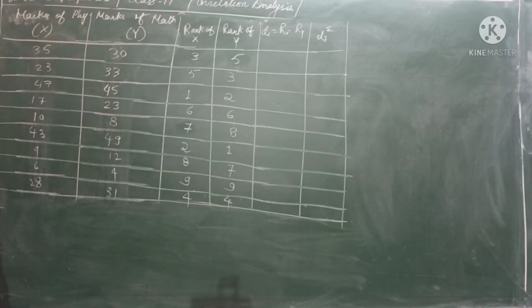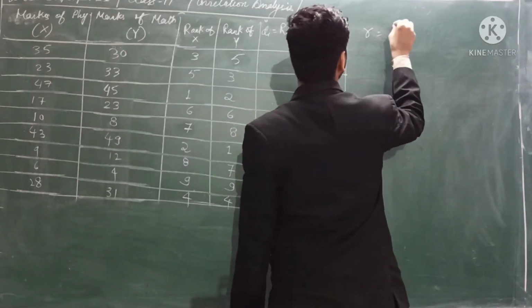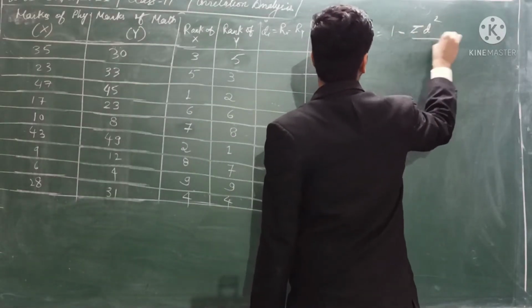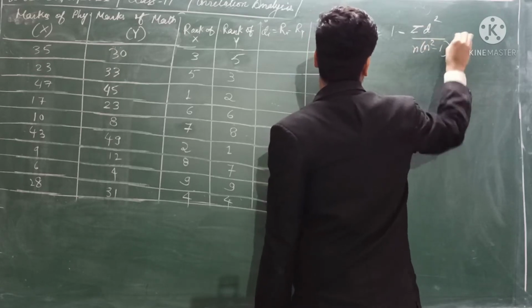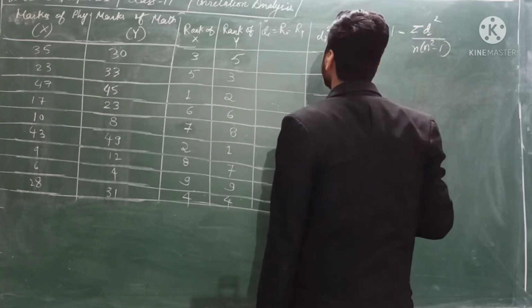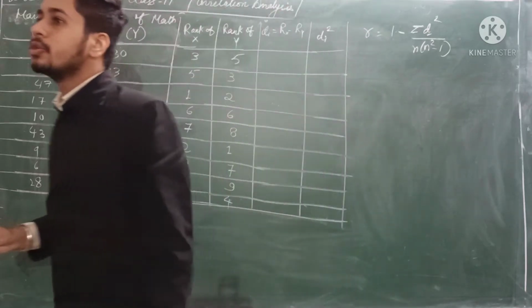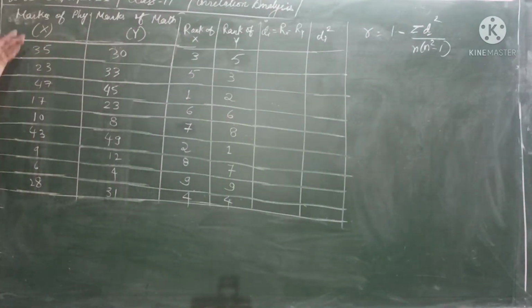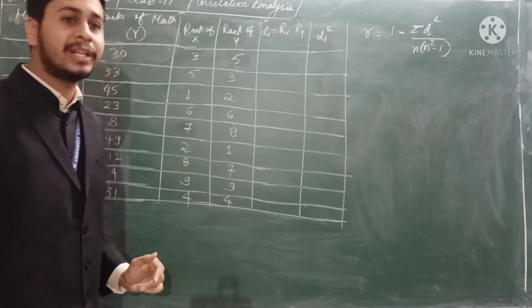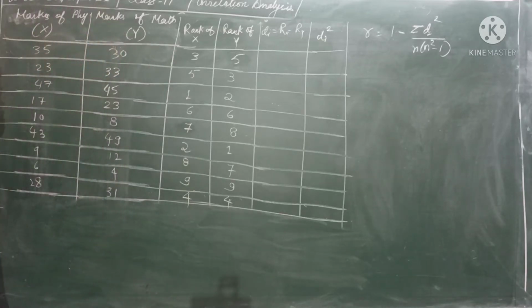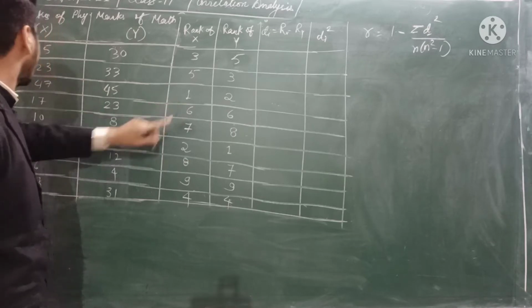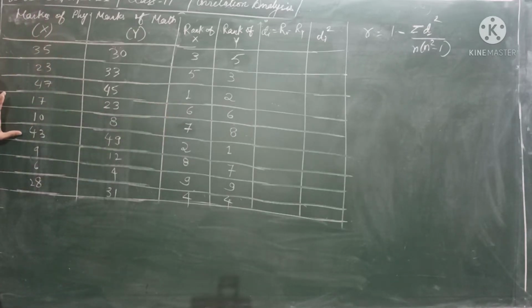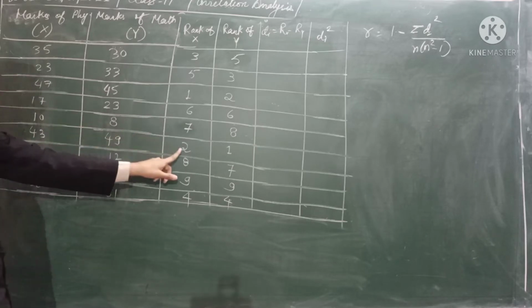So let's start. We know that the formula for the rank correlation coefficient is 1 minus 6 summation of D square upon N into N square minus 1. As I told you, this D is nothing but the difference of the ranks. Very easy, please try to understand. From the whole marks of physics, you have to give the rank. How will you give the rank? Based on the highest marks a person gets. If you look at the whole column, 47 is the highest, so give it the first rank. Then 43 is the second highest, so give it 2.